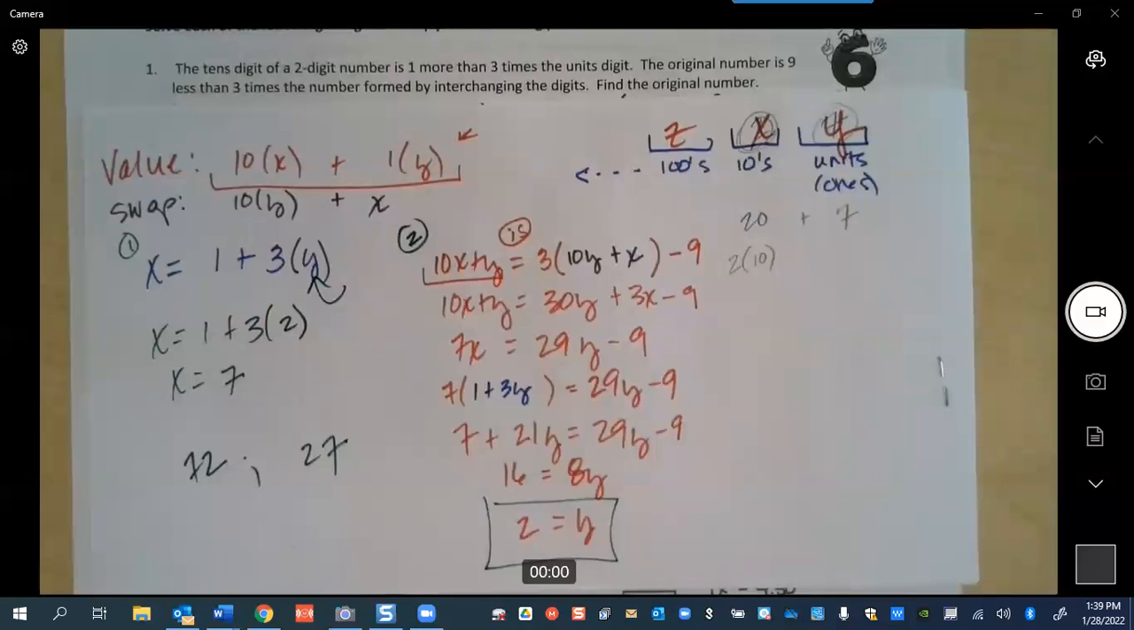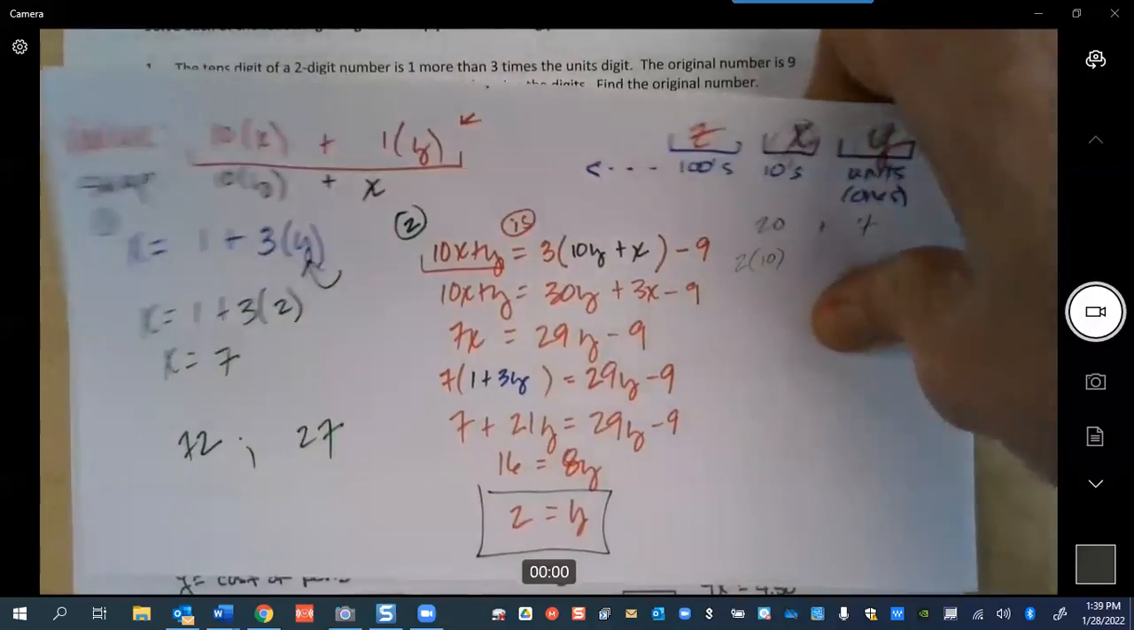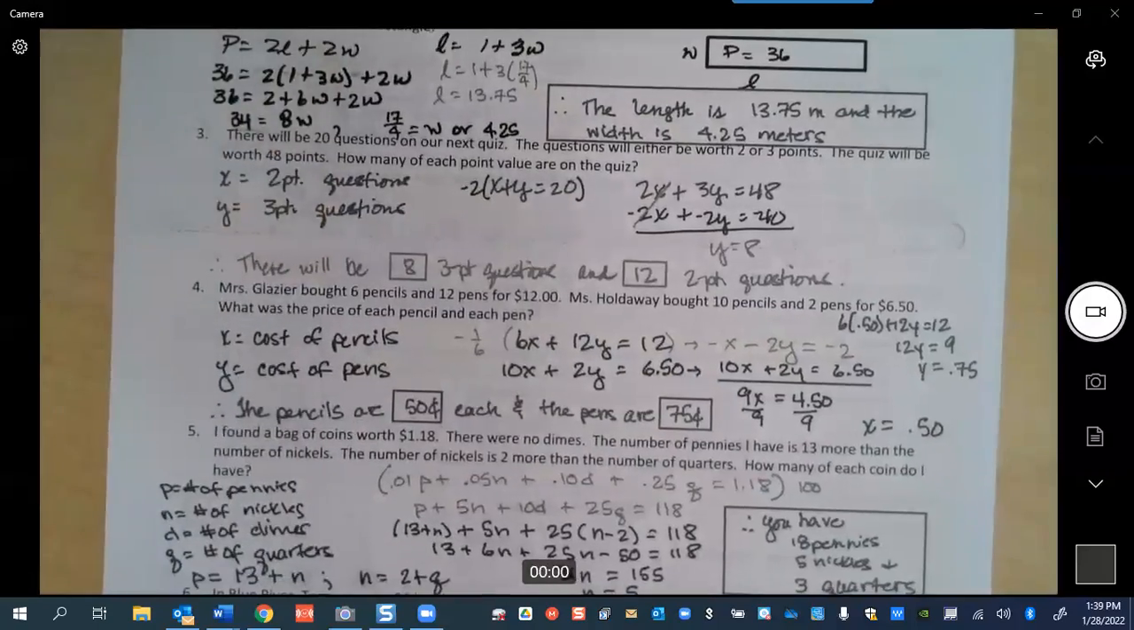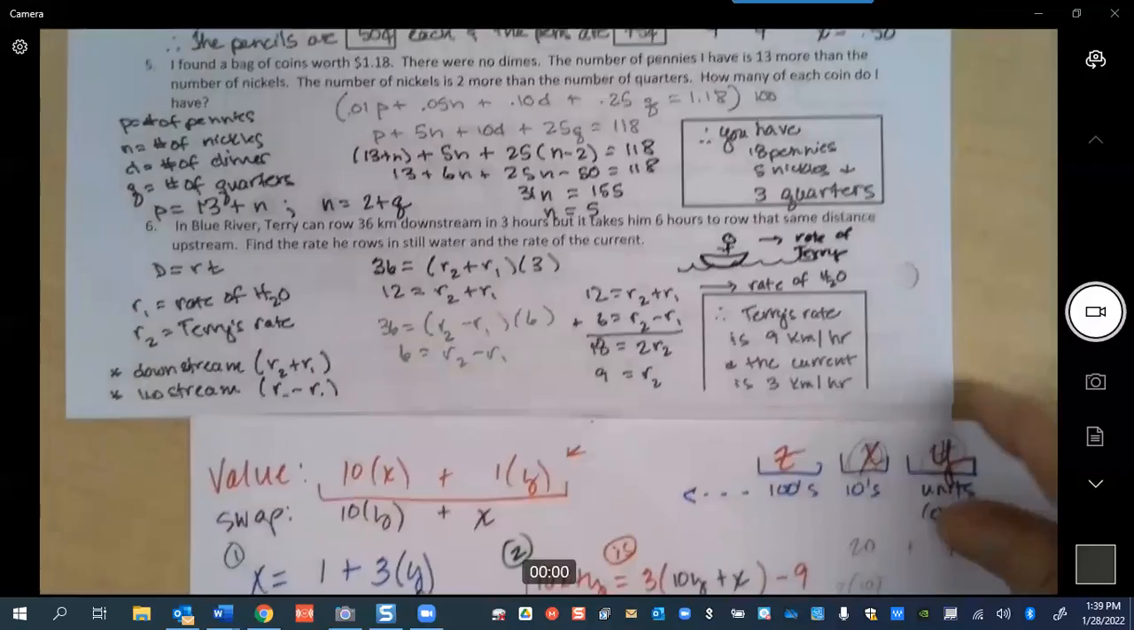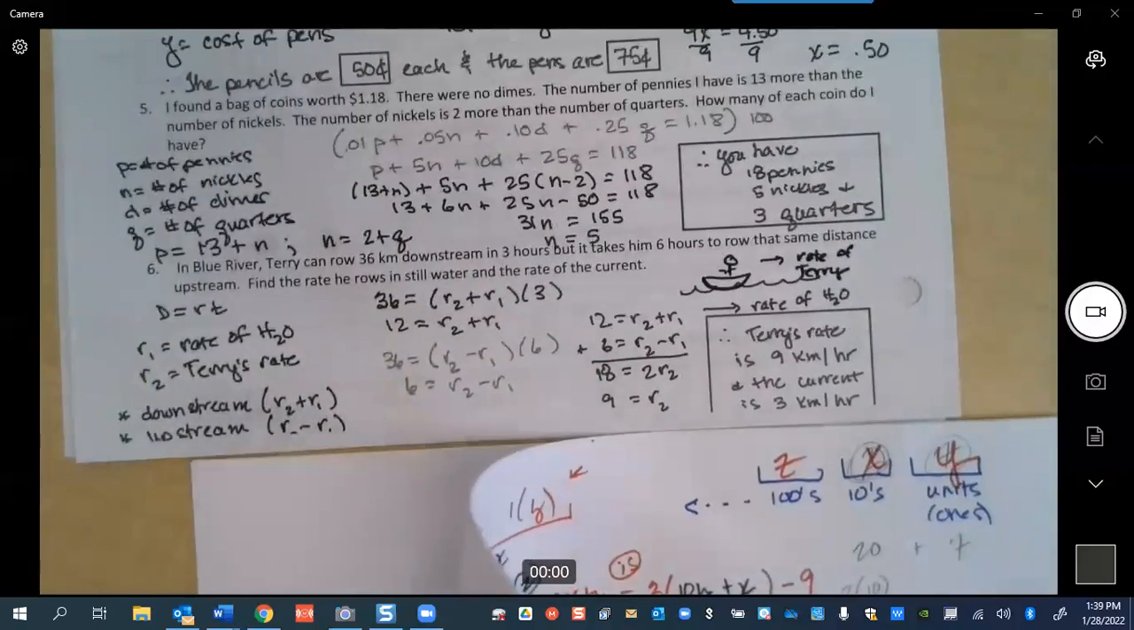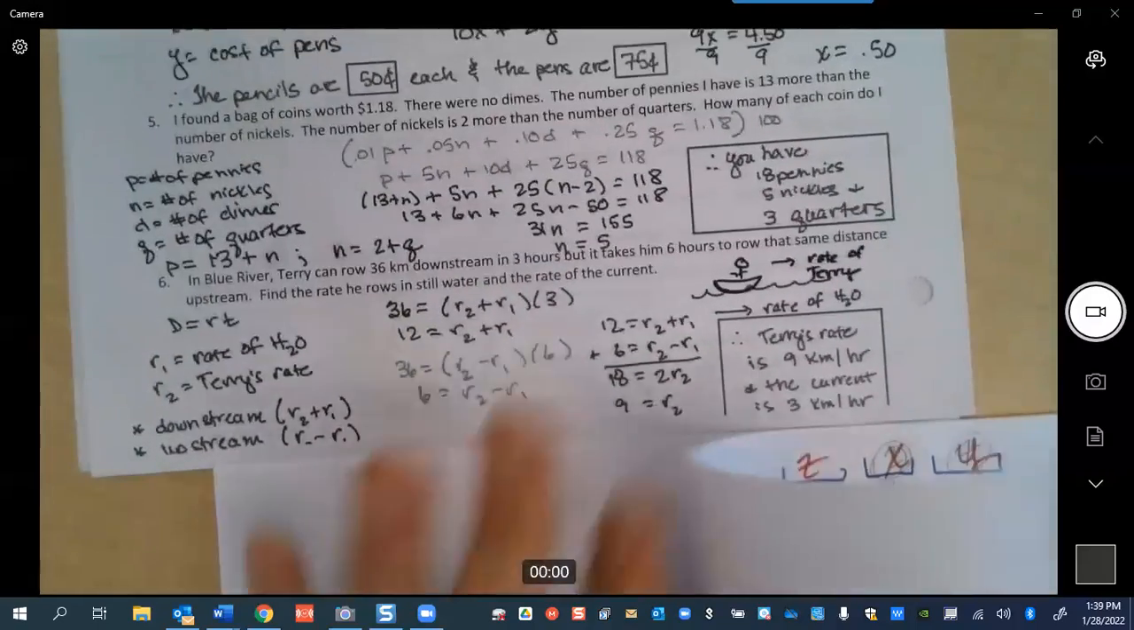Anybody else struggle with one that they want to see? Was there an answer? Yeah? On the same page? Or money problems. So the money problems.